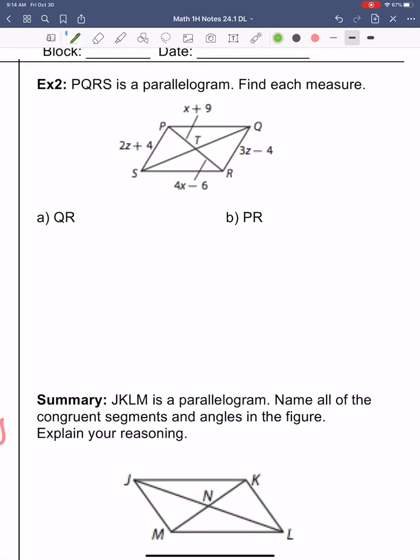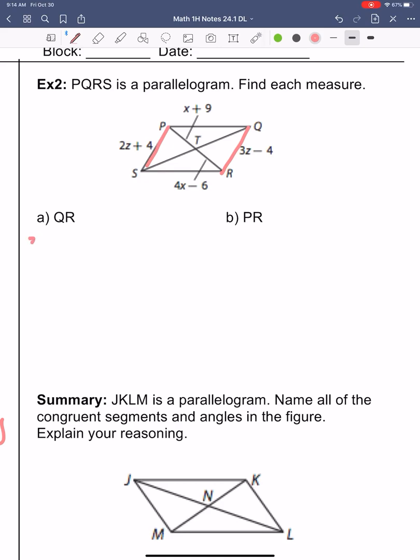Move to example 2. We've got another parallelogram, so right off the bat, we know that all those properties that we talked about before apply. It says find each measure. First, it wants QR. Well, QR is this side on the right, and we know that that's got to equal the opposite side, so it's the same as what we did in the last one here, so I'll go ahead and do that real quick.